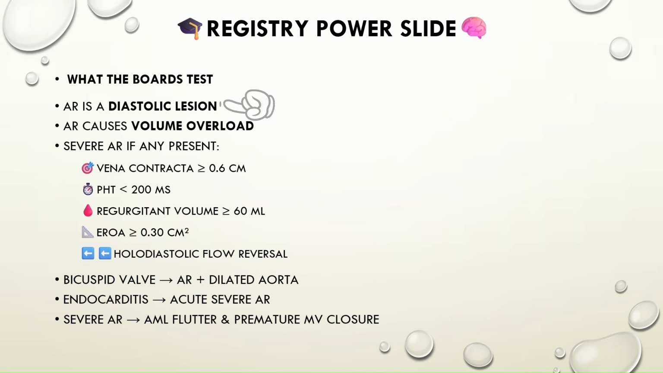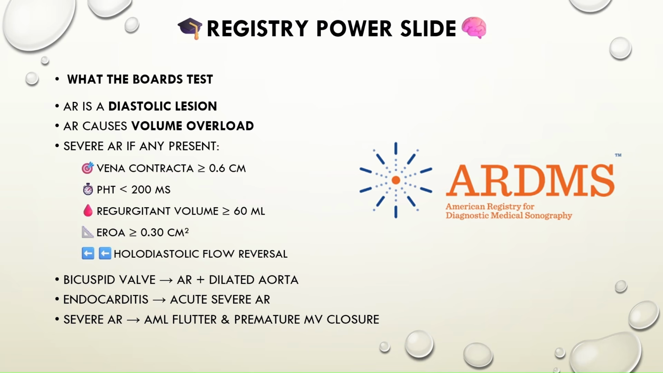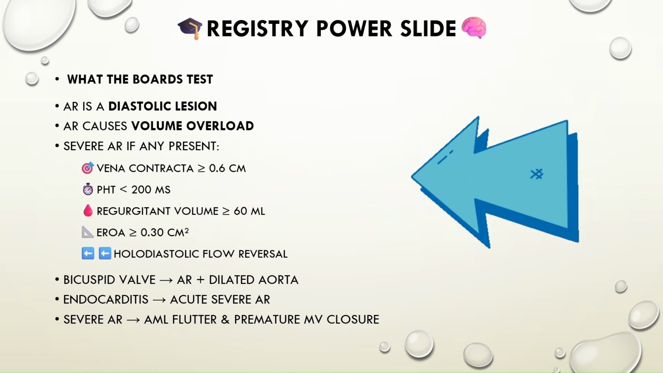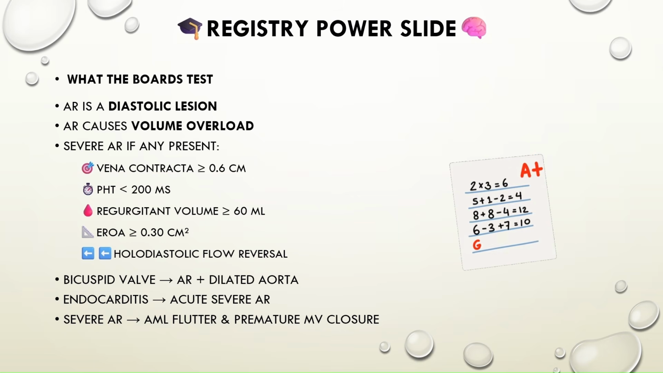Take a look at this registry prep slide. Don't memorize it yet. By the end of this video, every single line on this slide will make sense. The registry doesn't test aortic regurgitation randomly. It tests patterns. If you understand why any of these findings makes AR severe, you won't miss these questions.